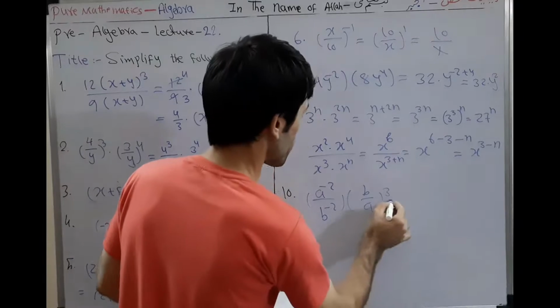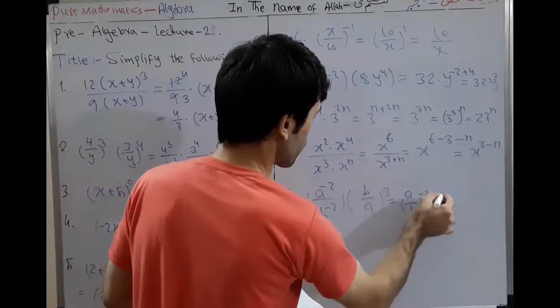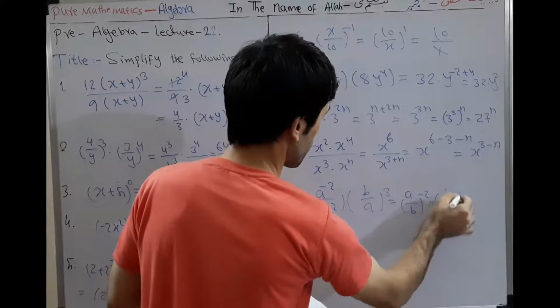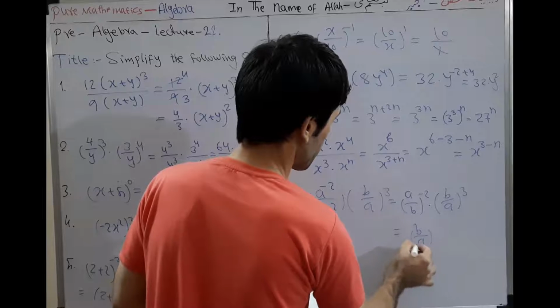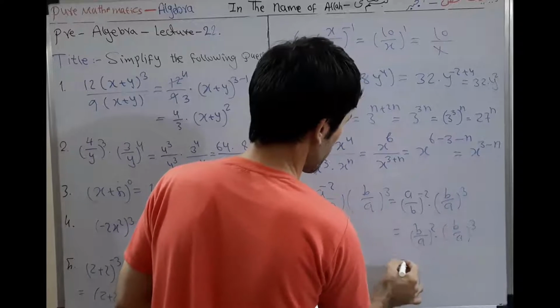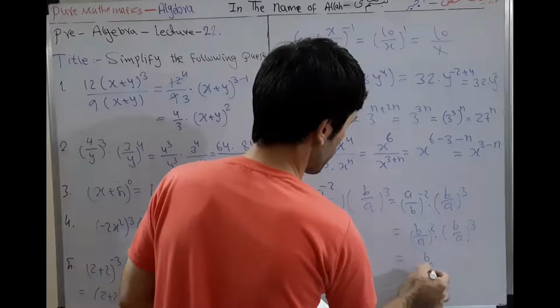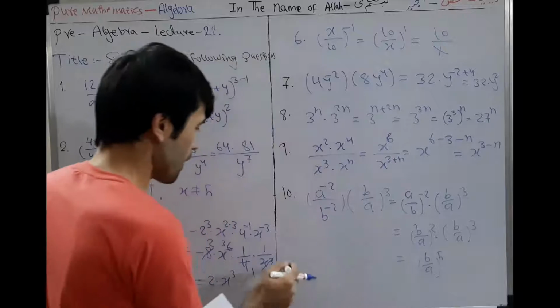Now we can write this one, (a/b)^(-2) into (b/a)^3, it is equal to (b/a)^2 into (b/a)^3, it is equal to (b/a)^(2+3), it is equal to 5.